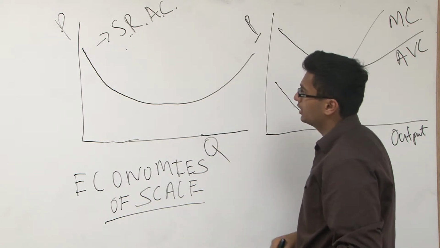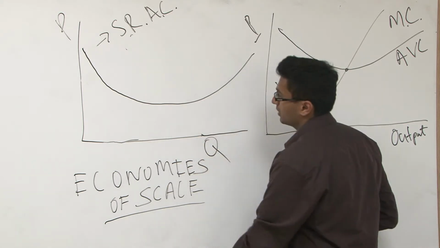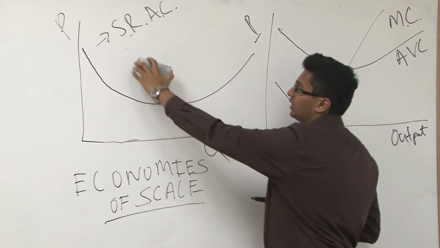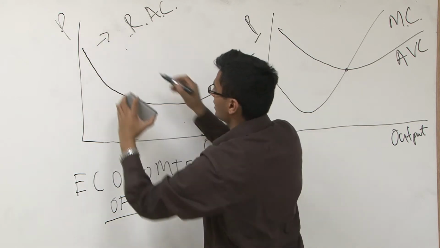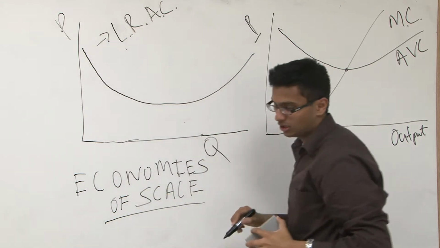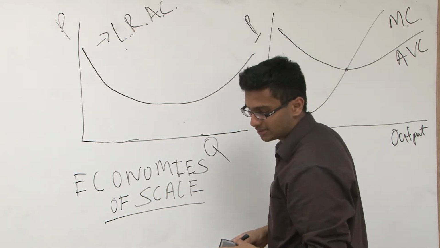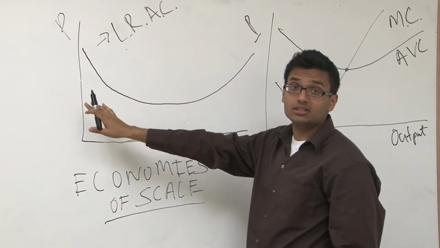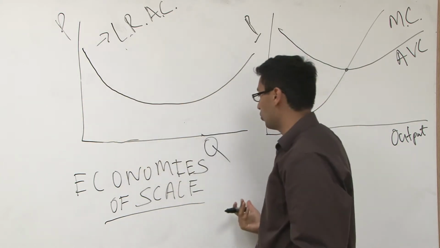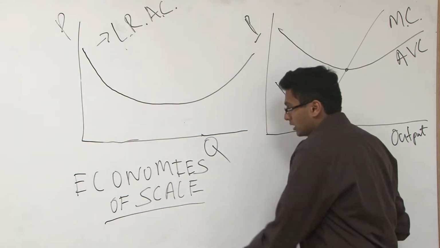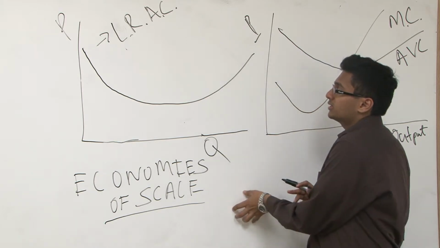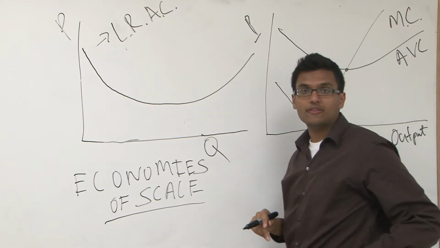Now, because of this giant parabola here, this is my LRAC. Okay, long run average cost. The axes stay the same. It's still price, and this is still quantity. Okay, so there are three distinct regions for the long run average cost.